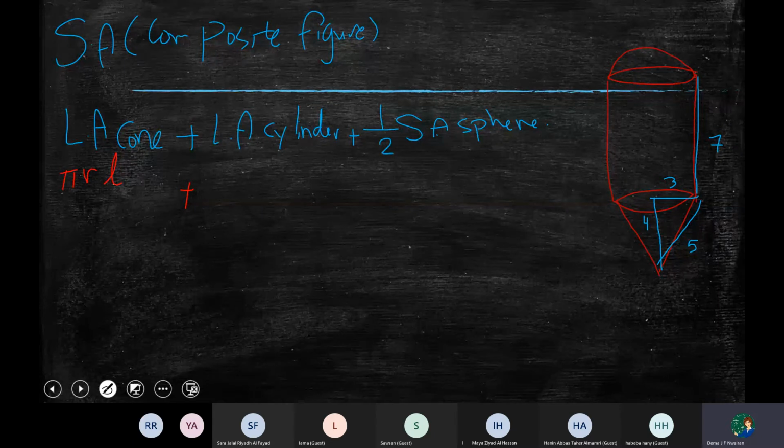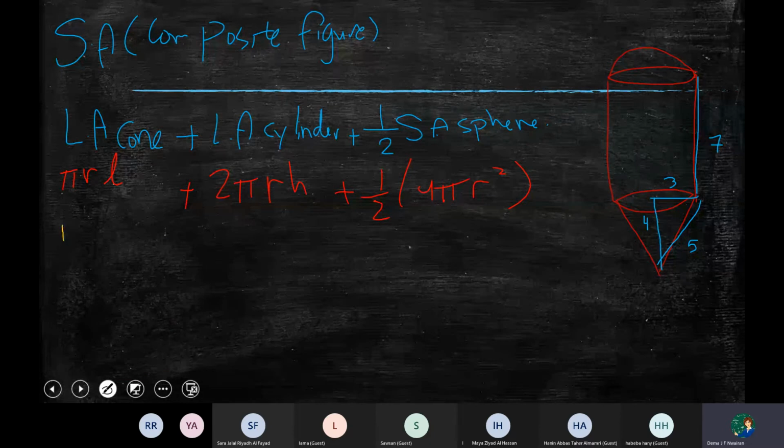So the lateral area of the cylinder is what we say? 2 pi r multiplied by the slant height, which is 2 pi r h, plus half the area of the sphere, 4 pi r squared. Now, let's place the values of r.